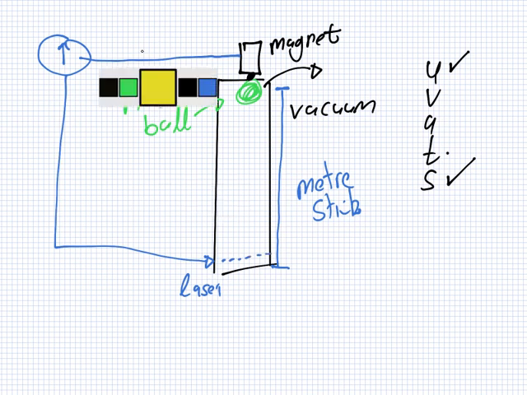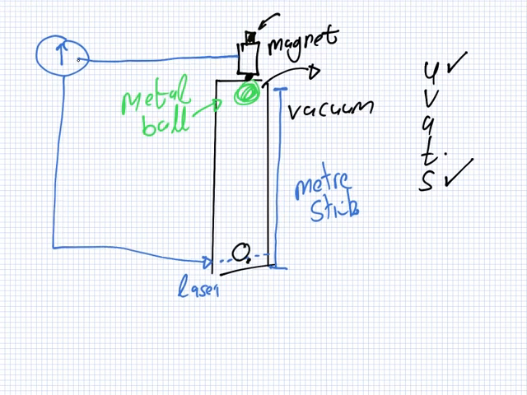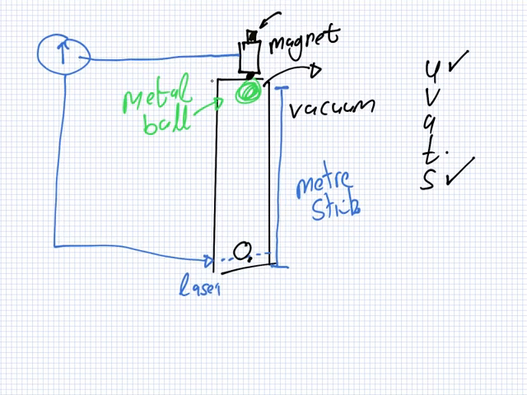So when you press the button here, you can imagine a button here. You press this and the magnet turns off. And when the magnet turns off, at the same time, the ball falls and the computer starts the watch. And then once the ball breaks the laser, the computer can stop the watch. So you're not relying on a human to do this.